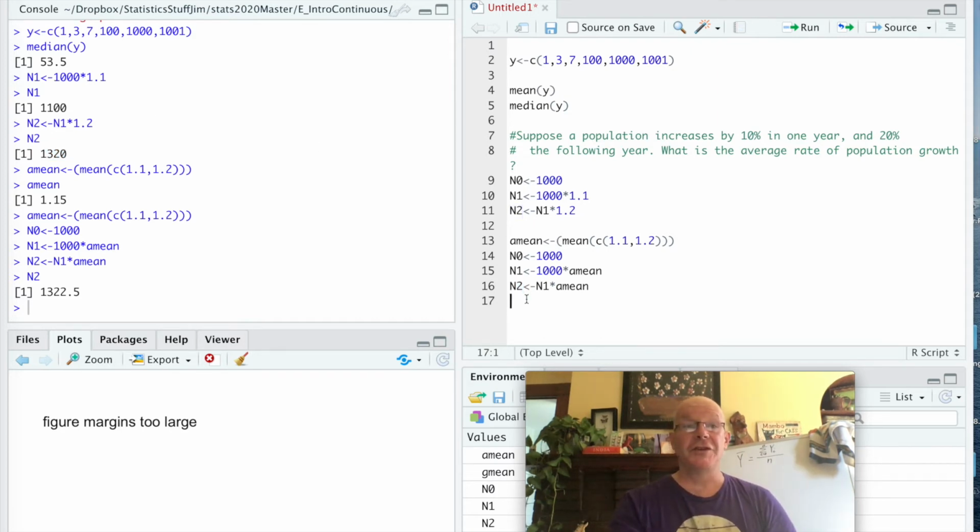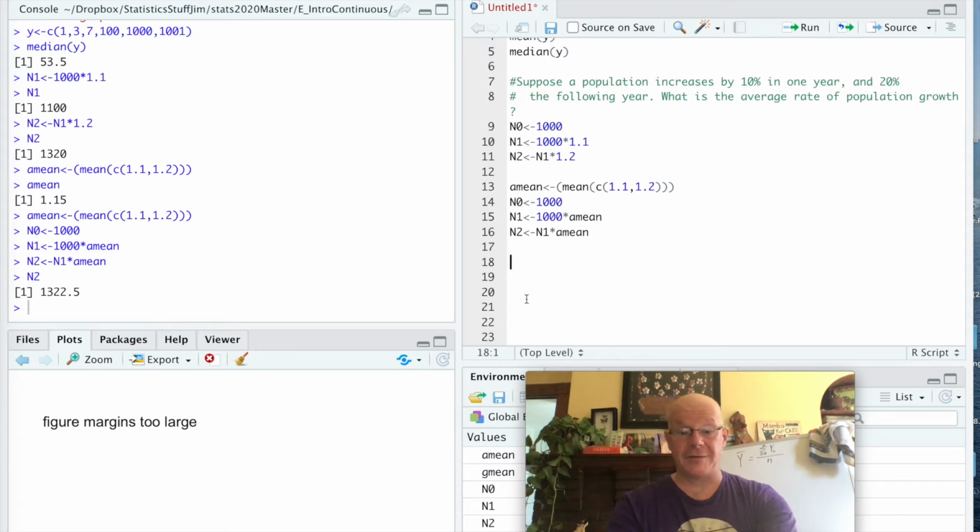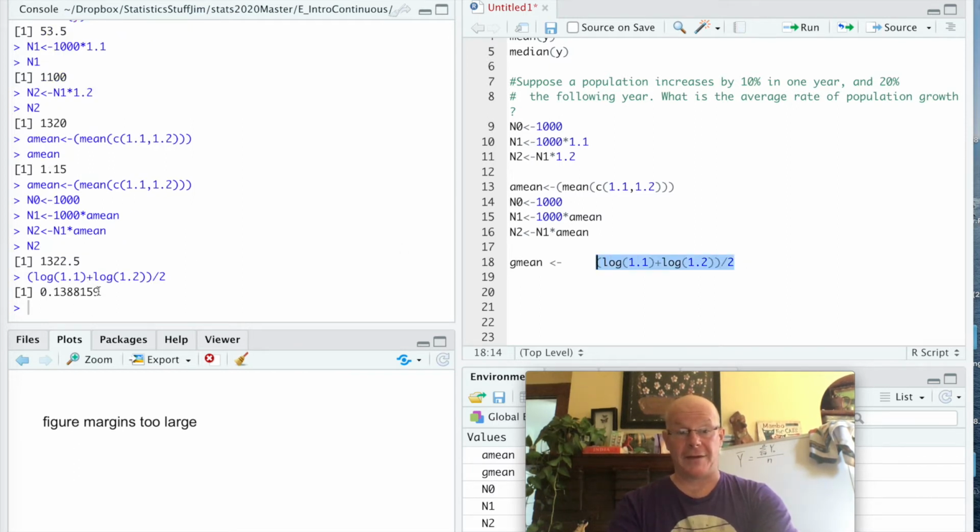So now let's look at the geometric mean. I'm going to create an object called gmean, and then break this apart. The first thing, when we do the geometric mean, is we want to come up with the arithmetic mean of our data when our data are on a log scale. So I'm going to take the log of 1.1 plus the log of 1.2, and divide all of that by 2. If I run that, that's the value I get.